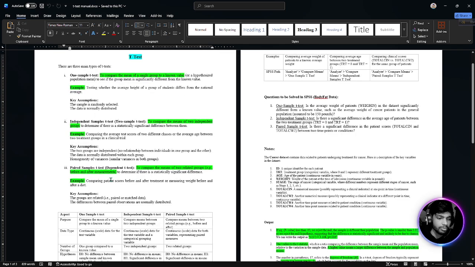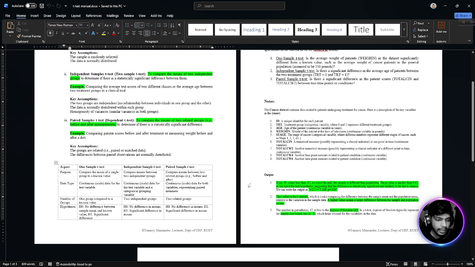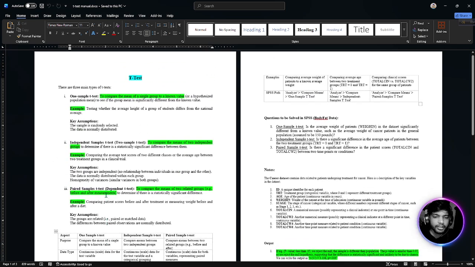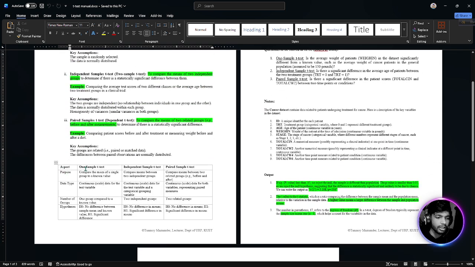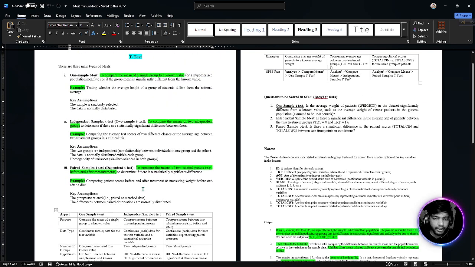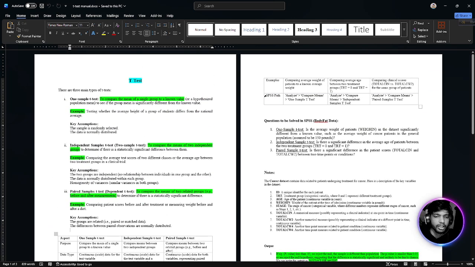Okay, that means here will be the dependent sample. And there is an assumption here: the groups are related and the difference between paired observations is normally distributed. That means it should be a bell-shaped curve. Now I'm going to show you all the aspects and the differences among them, and the main thing is how we can do it in SPSS.